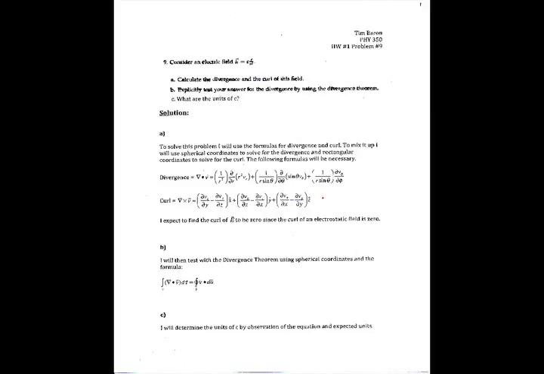We're given an electric field that equals C times R vector over R squared, and we're asked to calculate the divergence and curl, test with the divergence theorem, and find the units for C.